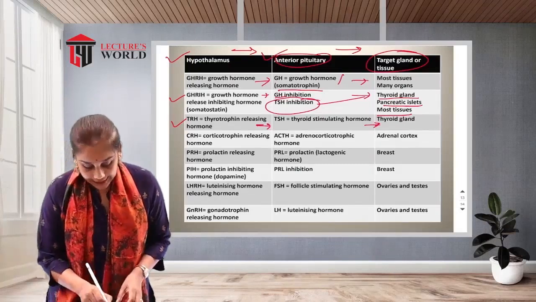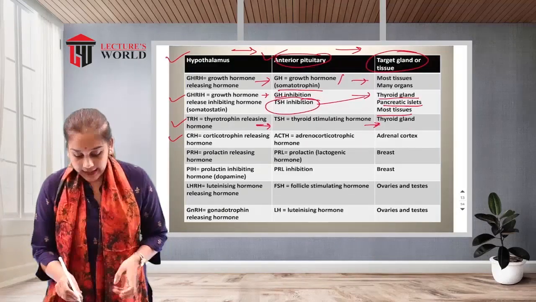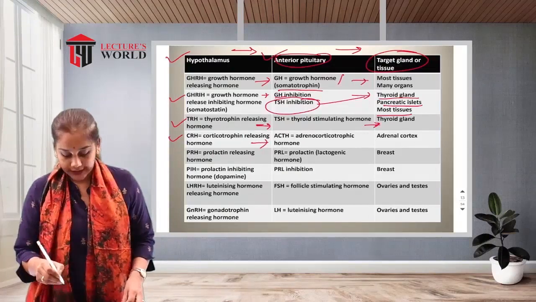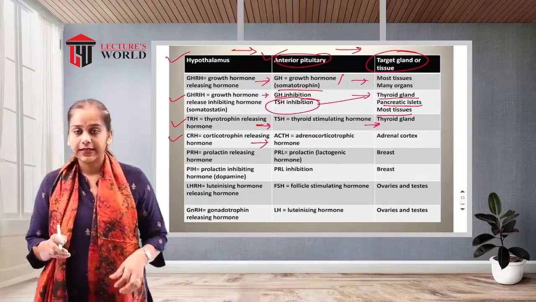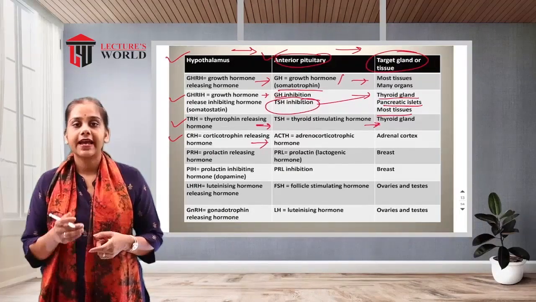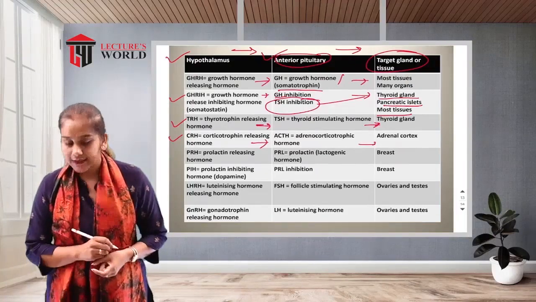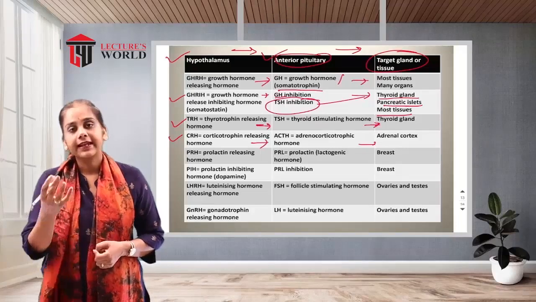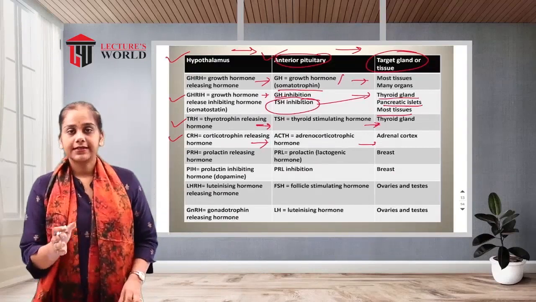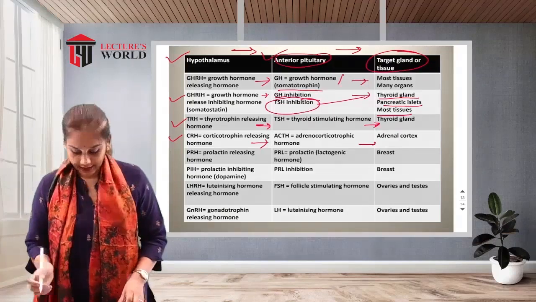Okay, then the next one is CRH, corticotropin releasing hormone. It triggers which hormone? ACTH, in the anterior pituitary gland. The anterior pituitary gland secretes ACTH. What is the meaning of ACTH? Adrenocorticotropic hormone. Okay, so this hormone goes directly to the adrenal cortex and is then secreted into the body. What is the adrenal cortex? Okay, that is the adrenal gland, which is located above the kidney.